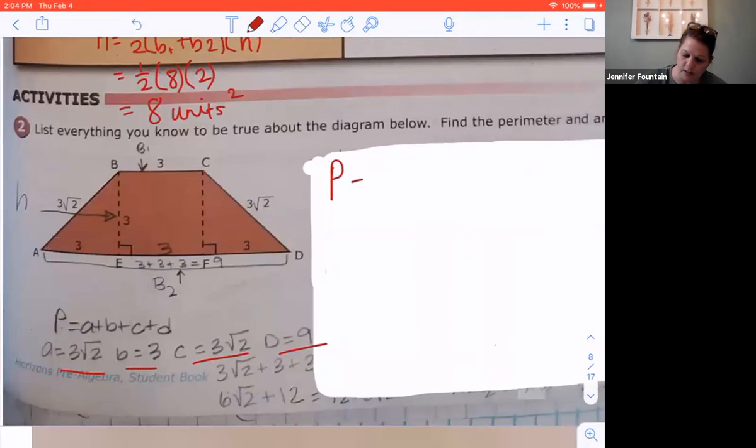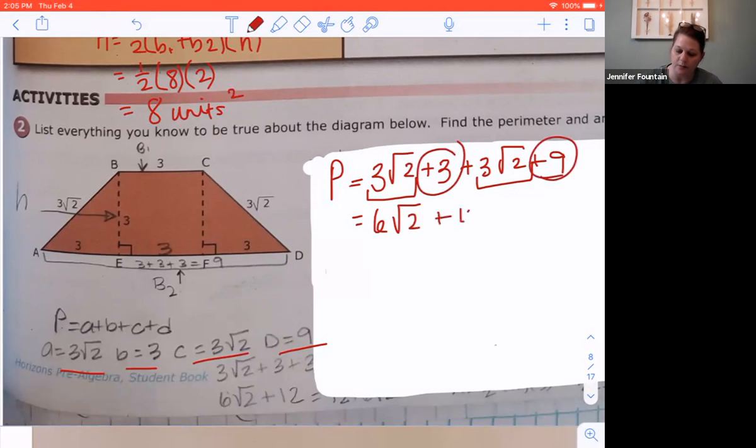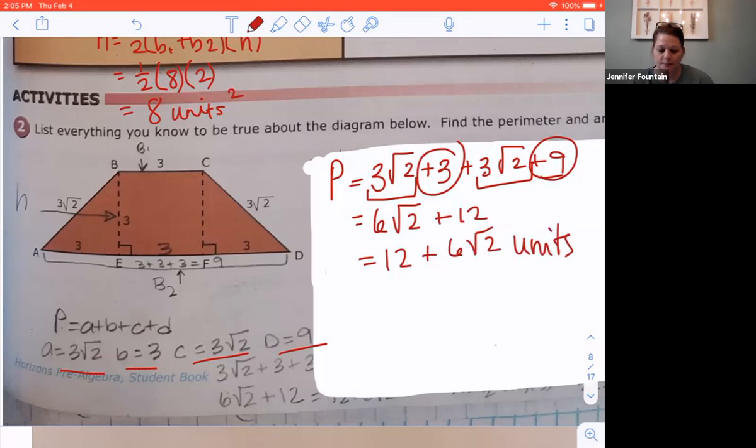So for my perimeter, I have 3 times the square root of 2 plus 3 times the square root of 2 plus 9. I combine my like terms. 3 times the square root of 2 plus 3 times the square root of 2, I can add those together, and that's going to be 6 times the square root of 2. Add the 3's together, keep the radical the same. And now I have 3 plus 9, so that would be plus 12. So I can either have it as 6 times the square root of 2 plus 12, or 12 plus 6 times the square root of 2. Either way, mark it units.